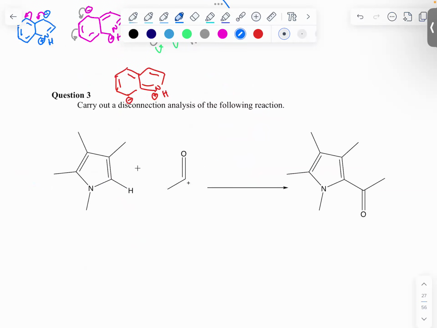So moving forward, we're looking at the disconnection analysis of the following reaction. We start by disconnecting what is broken, and then we can draw our star species. And we will forego this cation. It will become a star species.